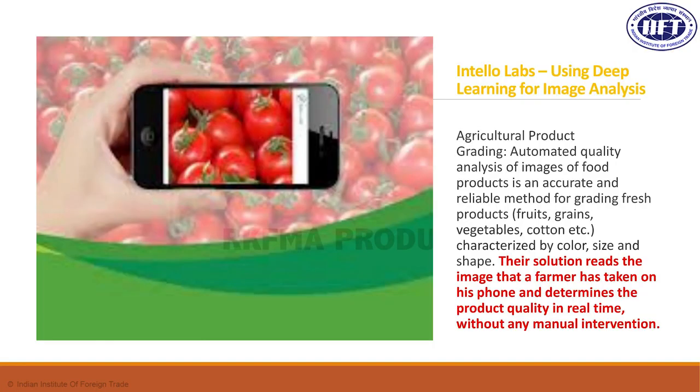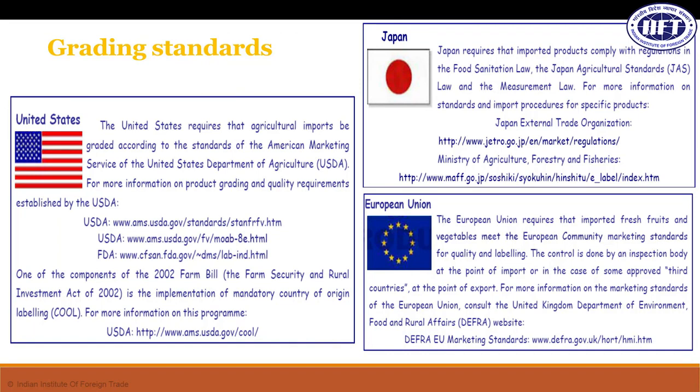Then we talk about the grading standards. In India, we have Agmark standard, but it is still voluntary in nature. But if you want to become a successful exporter, follow the grading standards. So you have the US, with the USDA having its own standard. In Japan, the Japan External Trade Organization and the JAS giving their own standards. European Union giving their own standards. So grading standards for agricultural product becomes very interesting.